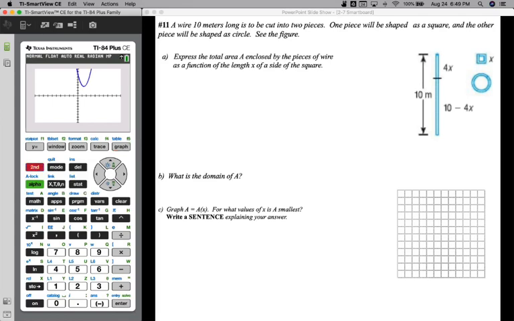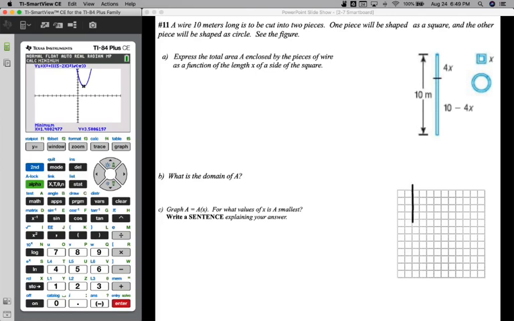So again, second trace, go down, select minimum. You can also just type in 3. And we're going to drop a left bound, hit enter, and then we're going to move the cursor over, select some right bound, make sure that that minimum is somewhere between those two lines, hit enter for the 3rd time, and there we have our minimum value. So we're going to sketch that, and then we're going to interpret it.